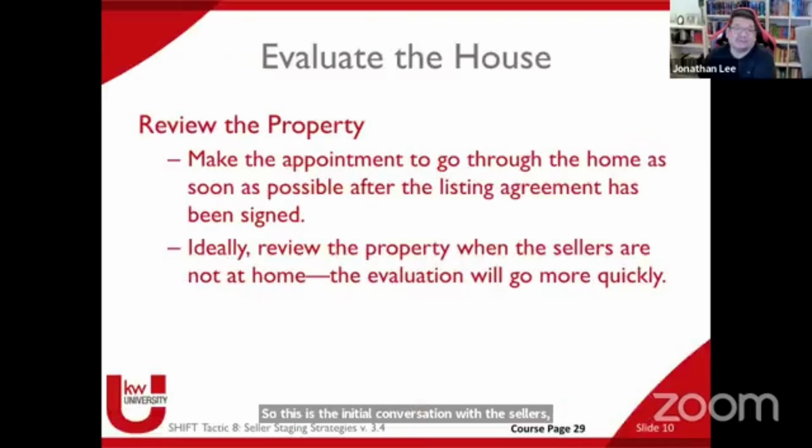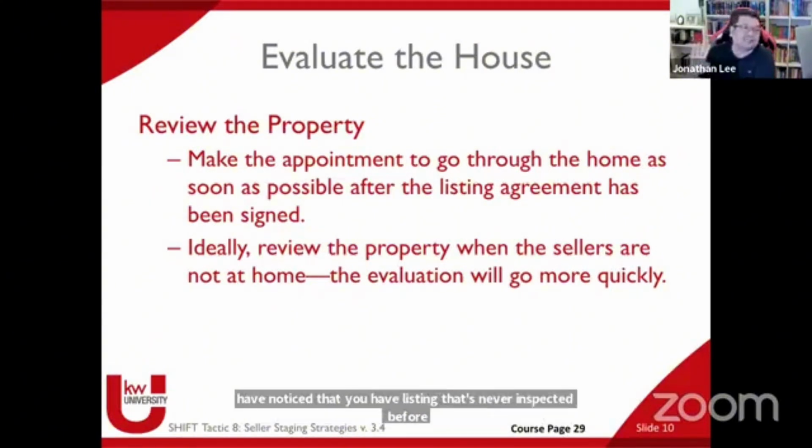Okay, evaluate the house. How many of you have listings that you have never inspected physically before? Press 1 if you have, press 2 if you don't. How many of you have listings that you have never inspected before? Press 1 if you have a listing that's never been inspected. Press 2 if you always inspect every listing.